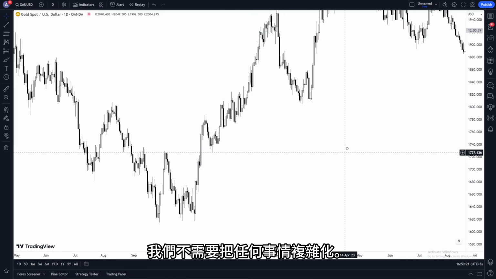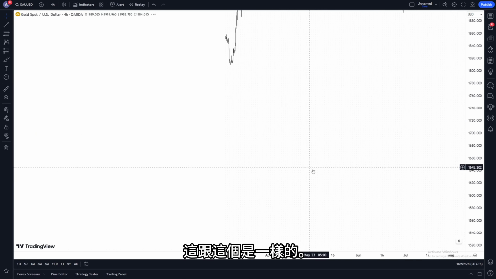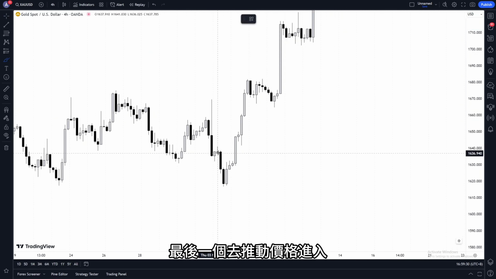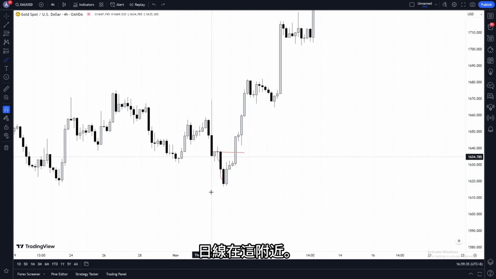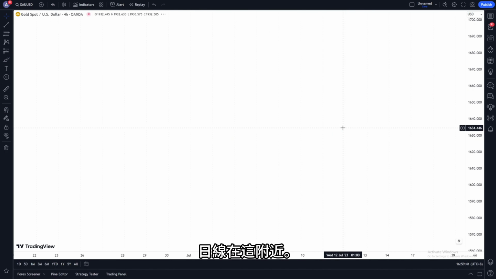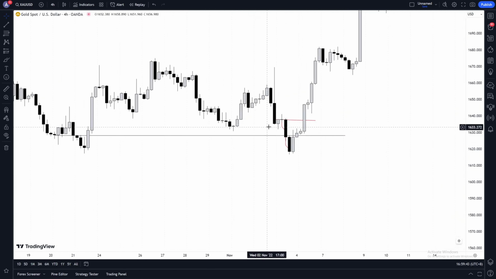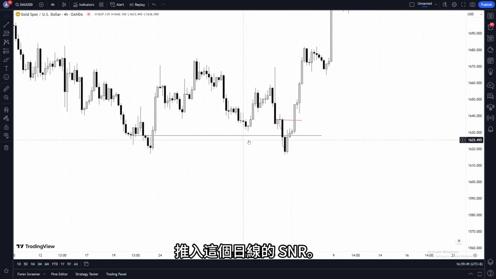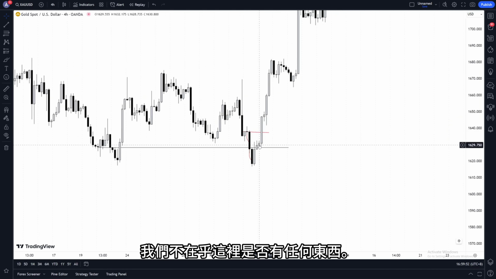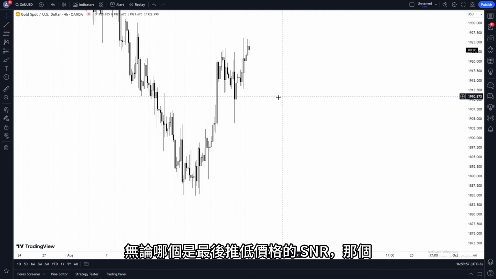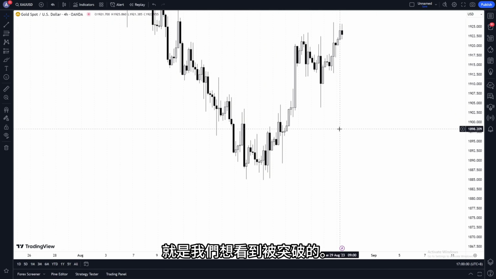There's no need for us to overcomplicate anything. It's the same thing as this: the last SNR to push price into the daily. The daily is somewhere around here. This was the last SNR that caused the push into this daily. So this is the one we want broken. We don't care if there's anything over here. Whichever is the last SNR that pushes price down, that is the one that we want to see broken.